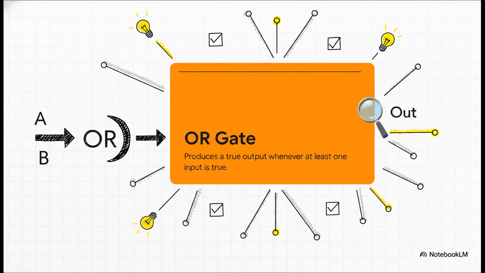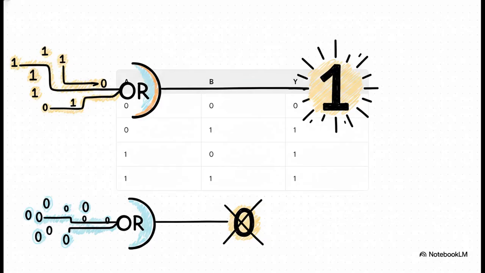The OR gate is way more forgiving. It spits out a true output whenever at least one input is true. So if either input A or input B, or even both, are true, the gate just waves the signal right on through. The big takeaway from this table is just the sheer abundance of true states.